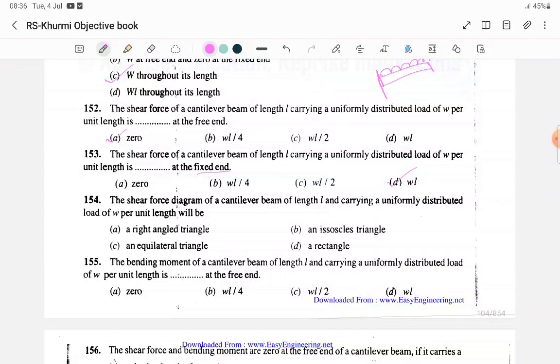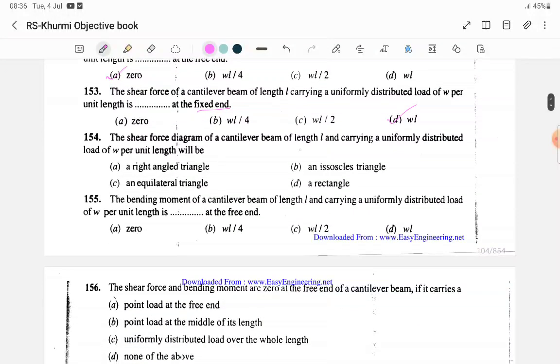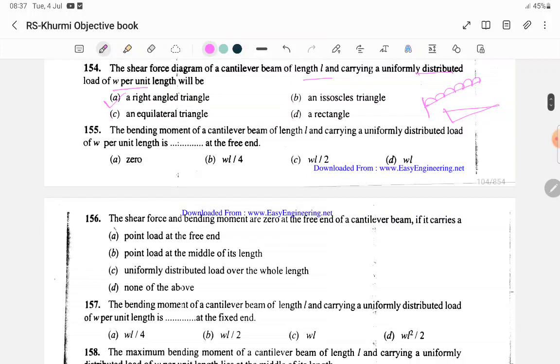153 is D. Shear force diagram for a cantilever beam of length L carrying a uniformly distributed load W per unit length will be like this. It will be maximum here and it is a right angle triangle. 154 is A. 155. The bending moment of a cantilever beam of length L carrying uniformly distributed load W per unit length is dash at its free end. It is 0. 155 is A.